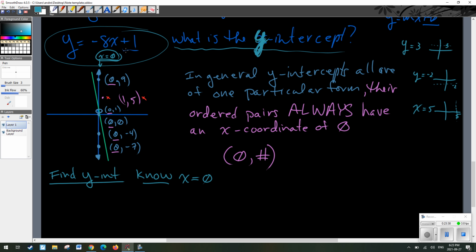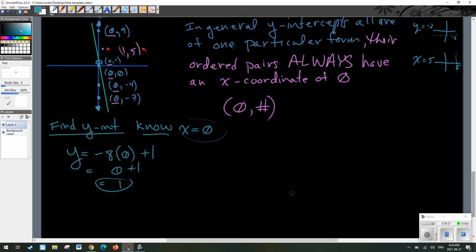So, yes, we do know that the y-intercept is plus 1, but I want to show you why, from a mathematical standpoint, that actually works. We know the x value is 0. So if I use this machine and I put in an x value of 0, what we can do is we can simplify. Negative 8 times 0 is 0 plus 1, and it's of course just 1, which we already knew because of this, but this just reinforces that all y-intercepts have an x value of 0, and as soon as you have an x value of 0, that means that the mx part of your equation is going to fall out and you're just left with b.